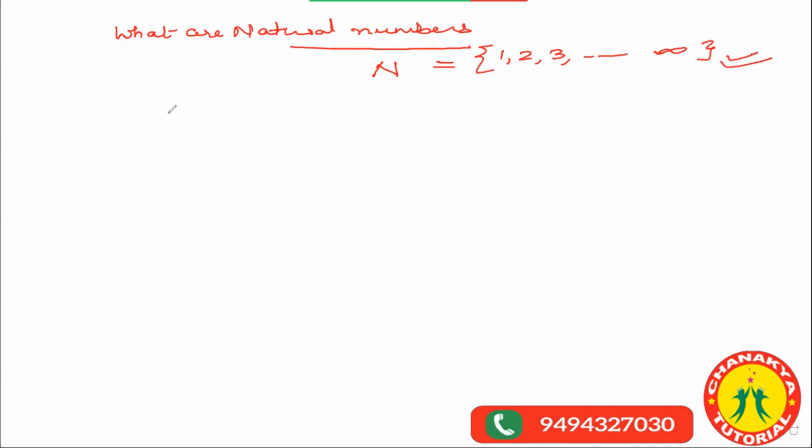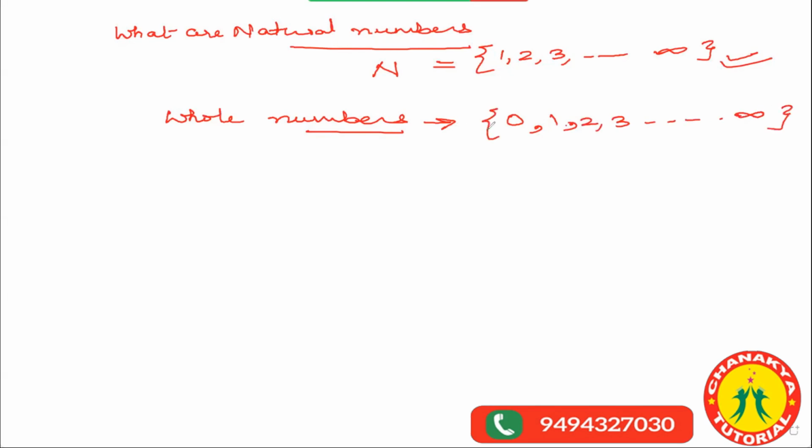Very good. Now next, what are whole numbers? Vedika, tell me. Yes, when we are including 0 to natural numbers, so 0, 1, 2, 3 up to infinity, then it will be a whole number. And by which alphabet will we represent our whole number? Capital W. Yes, capital W. Good. So 0, 1, 2, 3 up to infinity.